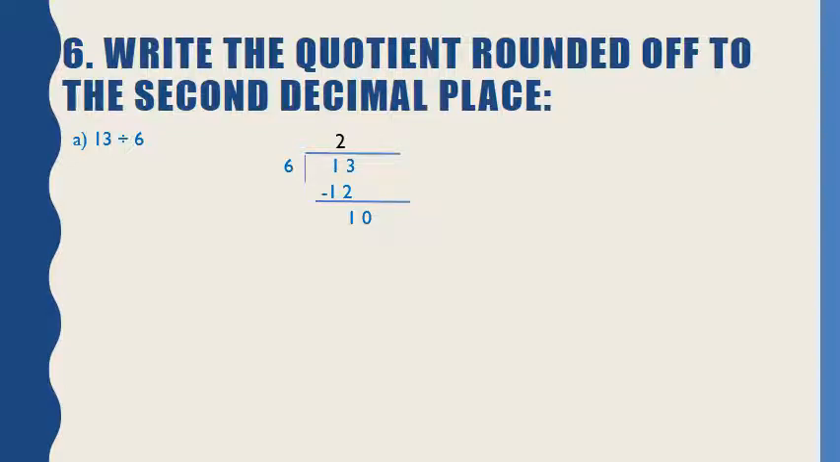Now we will divide 10 by 6. So in the quotient we will write 1 after the decimal point on the right side, and then 6 ones are 6. So we will subtract 6 from 10 and we get 4. Now again we will add 0 to 4. It will become 40, and now we will divide 40 by 6.